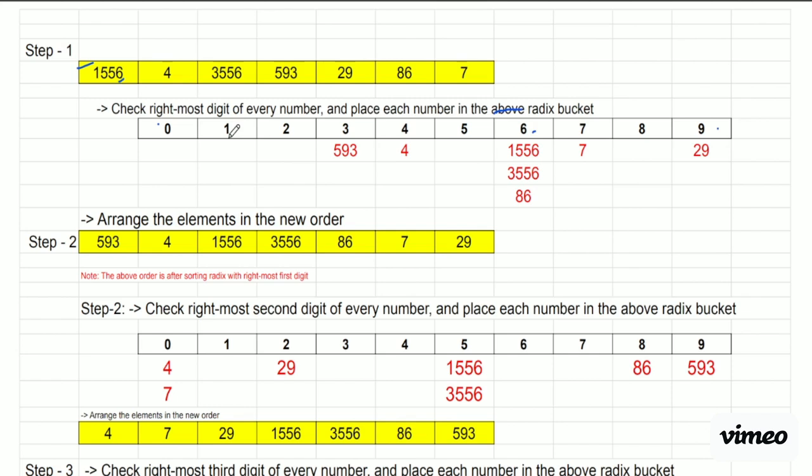We'll move one by one to the left. Right now, it is 6. We'll put that in this bucket of 6. Now, in 4, the ones place is 4. I'll put that in the 4th bucket, or the radix 4 bucket. Similarly, 3556 will go into this radix 6. 593 will go into the 3rd. Similarly, we keep arranging it. 7, 86 will go here, 29 will go to 9.